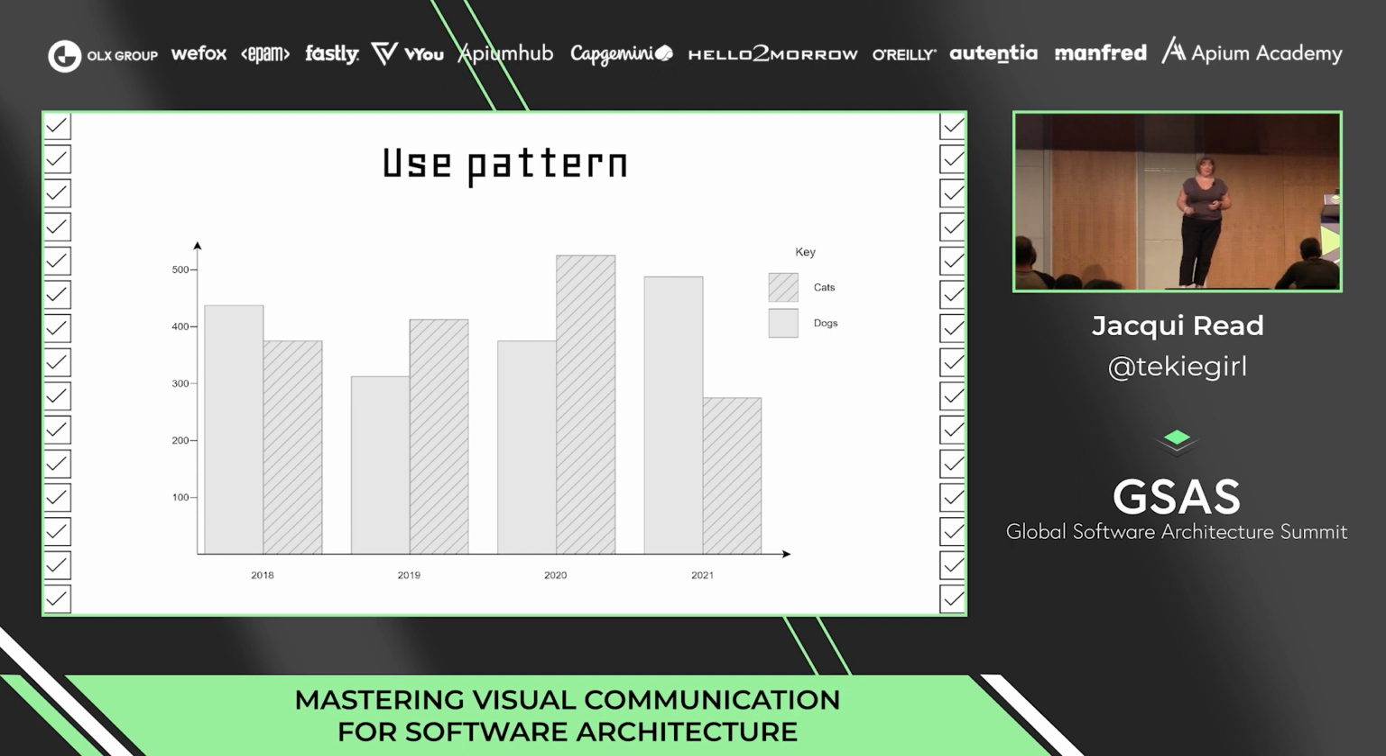So one thing you can do, use pattern if you're not going to change the colours, if you're not allowed to change the colours. So all I've done here is added pattern to one of them, and I've used a decent amount of contrast with the pattern. And now we can see which one's cats and which one's dogs.